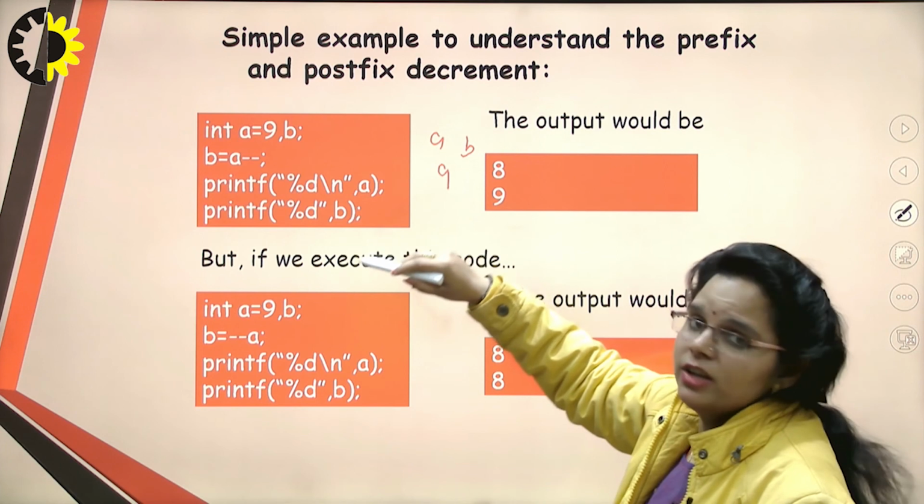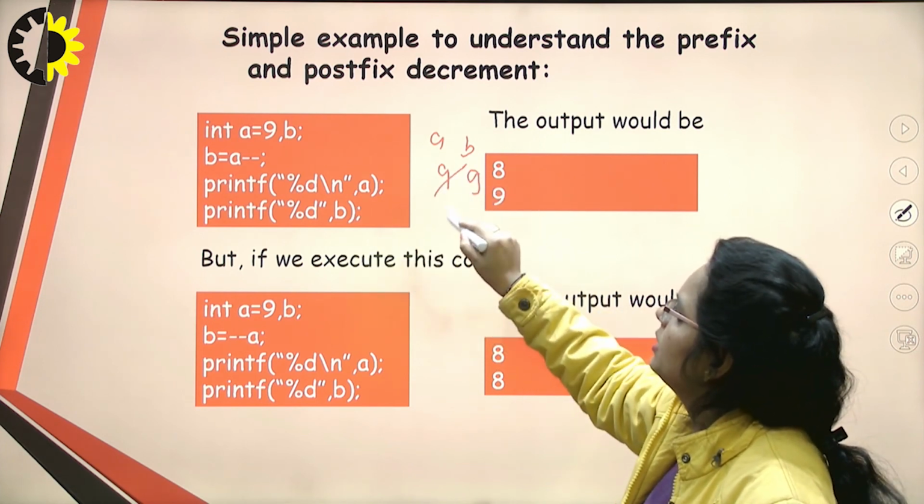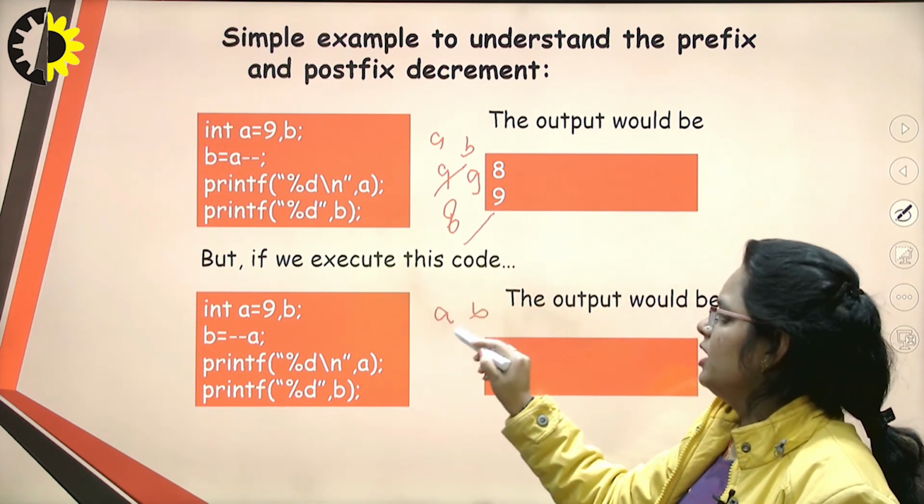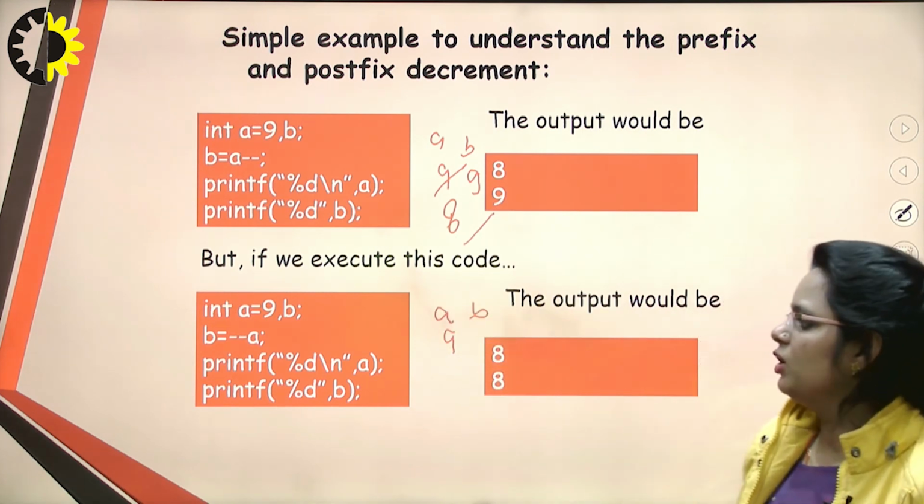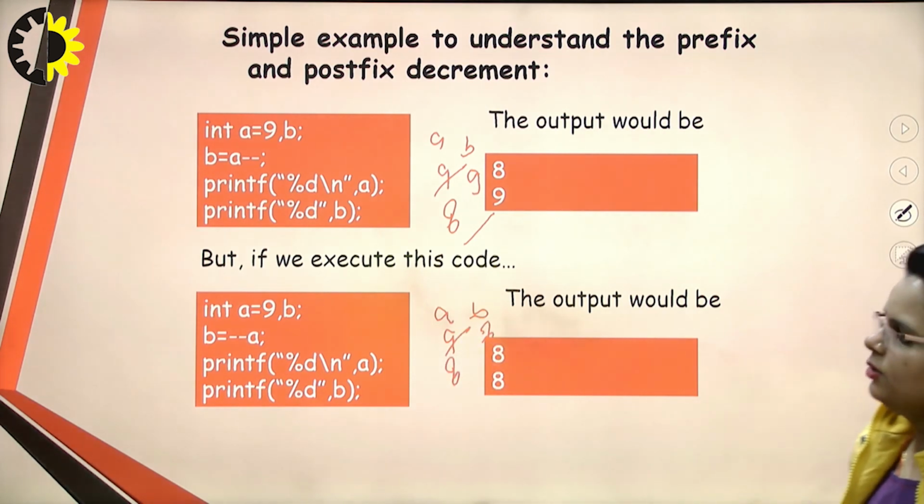We have a equals 9 and b equals a minus minus. First of all, the value of a is assigned to b, and then a would be decremented, that is 8. So it would return 8 and 9. Now this expression, a equals 9 and b equals minus minus a. First of all, the value of a would be decremented, it would become 8, and then it will be assigned to b.